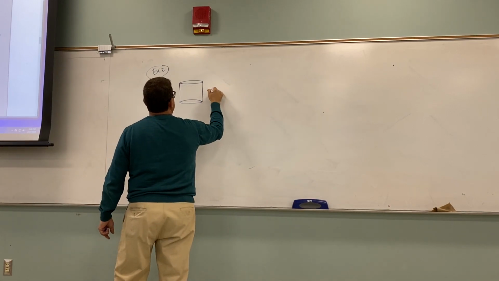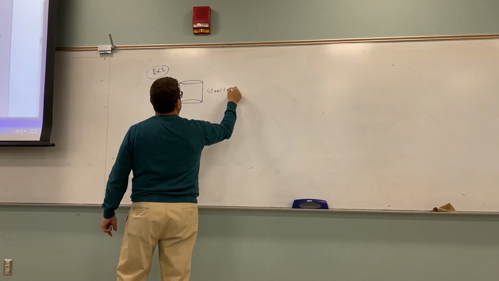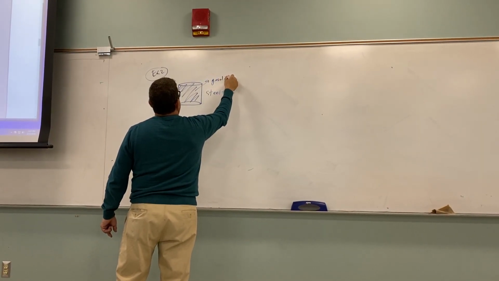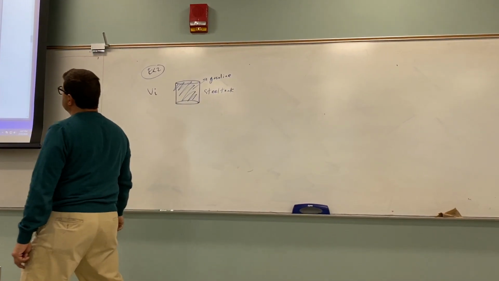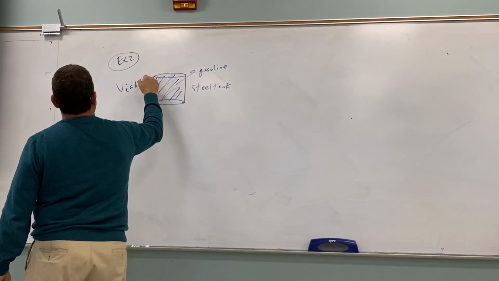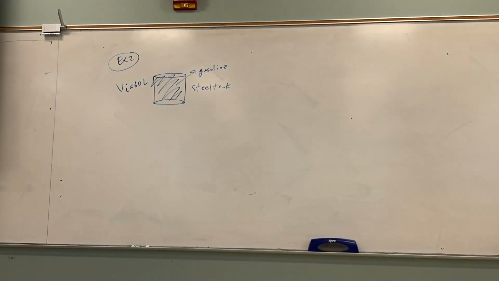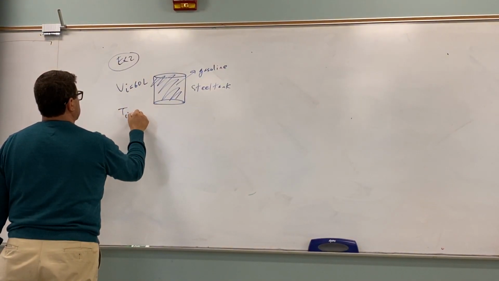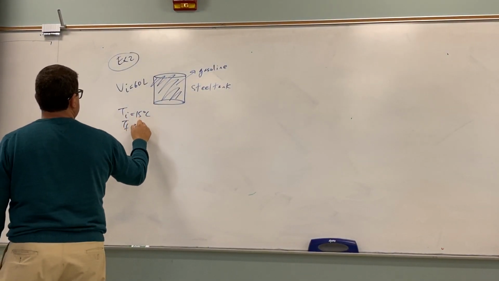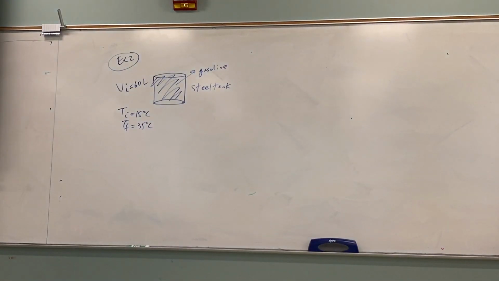This is the steel tank, then, full of gasoline. They just give us the initial volume, right? 60 liters. Their initial temperature is given as 15 Celsius, and the final temperature is given as 35 Celsius. So it says the tank and the gasoline increase in volume, but the gasoline increases more because it's liquid, right?